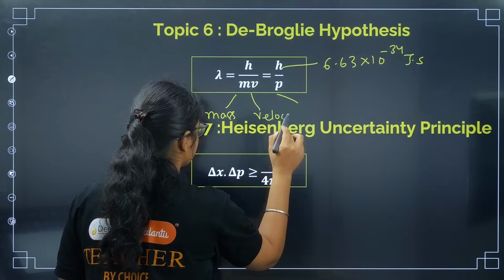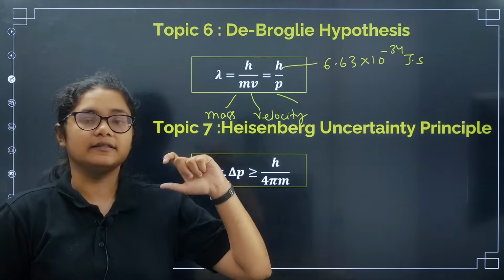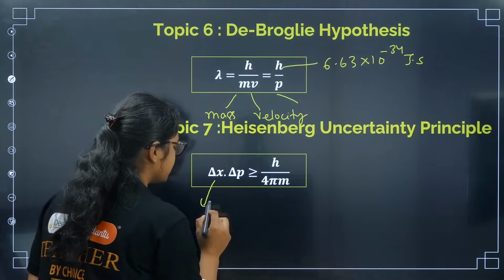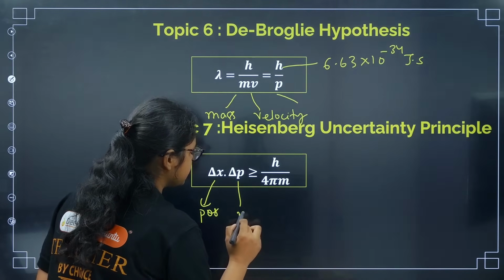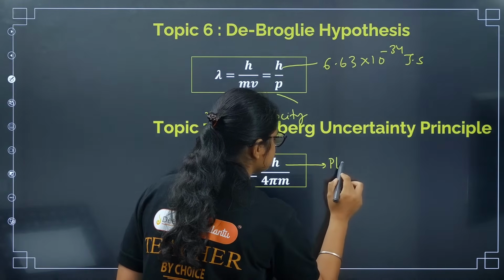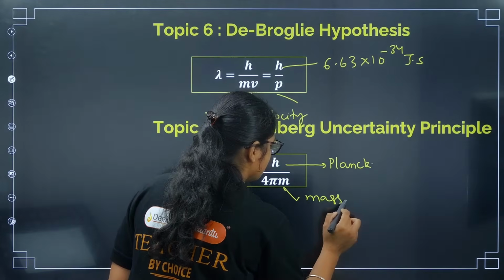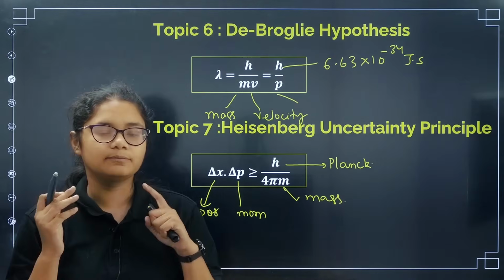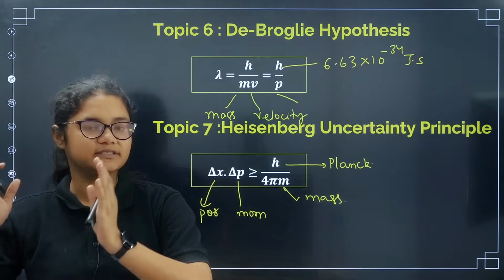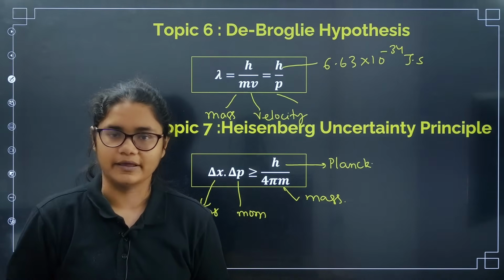Now, what is Heisenberg uncertainty principle? According to this principle, the position and momentum cannot be determined simultaneously. Delta x is the uncertainty in position, delta p is the uncertainty in momentum. This is greater than or equal to h by 4 pi m, where h is the Planck's constant and m is the mass. So we cannot calculate the position and momentum exactly accurately simultaneously. If you calculate position correctly, momentum will have some error. If you calculate momentum correctly, position will have some error.